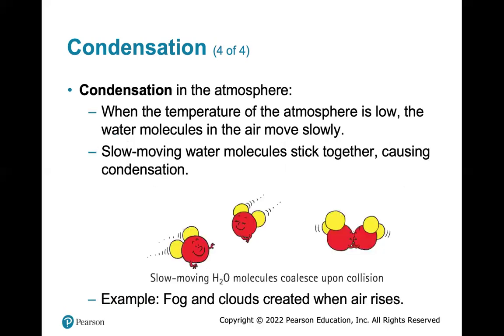Okay. Condensation in the atmosphere. When the temperature of the atmosphere is low, the water molecules in the air move slowly. Slow moving water molecules stick together, causing condensation. So, for example, fog and clouds are created when air rises. The difference between fog and clouds is just the altitude. Fog is basically clouds that are forming on the surface.